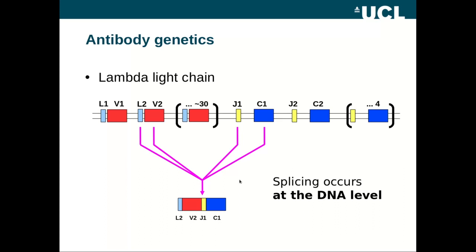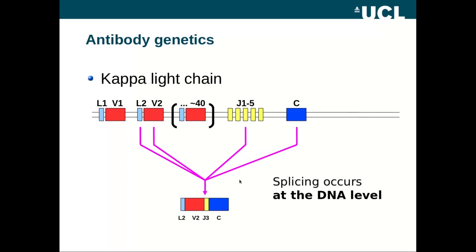In the kappa chains, we get something similar going on, slightly different. Instead of having a number of J's associated each with a C, we have just one C region and a group of J regions. So in this case we have about 40 V's and 5 J's, and again the same sort of thing happens. We can choose one of these V's at random, one of the J's at random, and splice them together, removing the intervening pieces of DNA and following this then with the constant region, the C region.